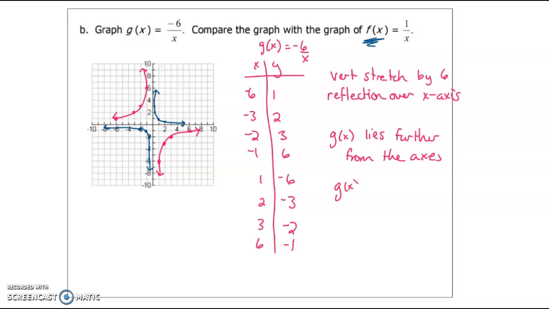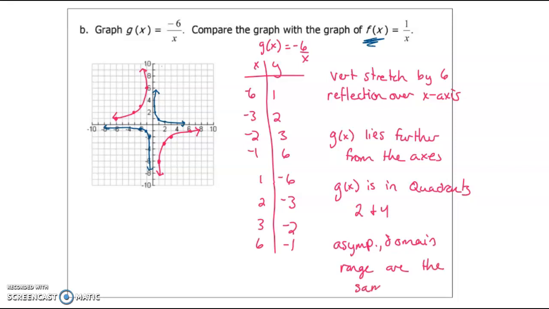Notice that g of x is in quadrants 2 and 4, which is due to the reflection. Let's see here. The asymptotes, the domain, and the range are the same. So the asymptotes are still x equals 0, y equals 0, and then that causes the domain and the range to be the same also.